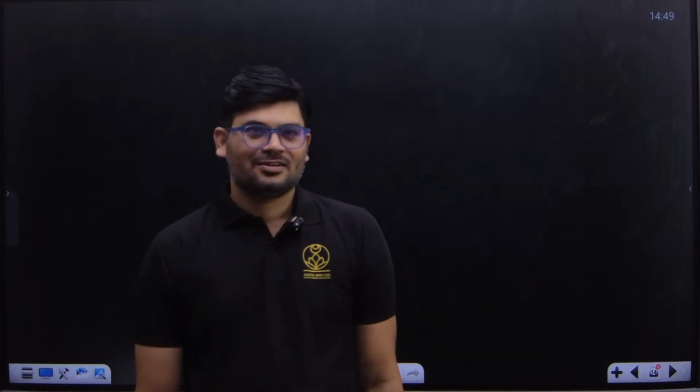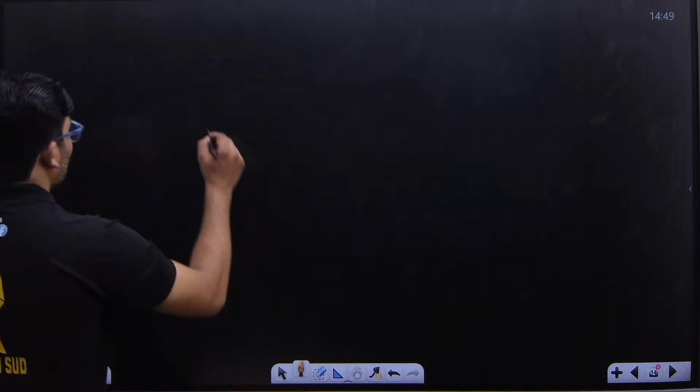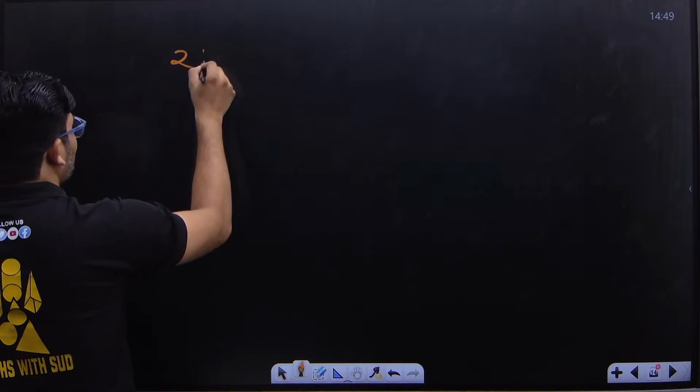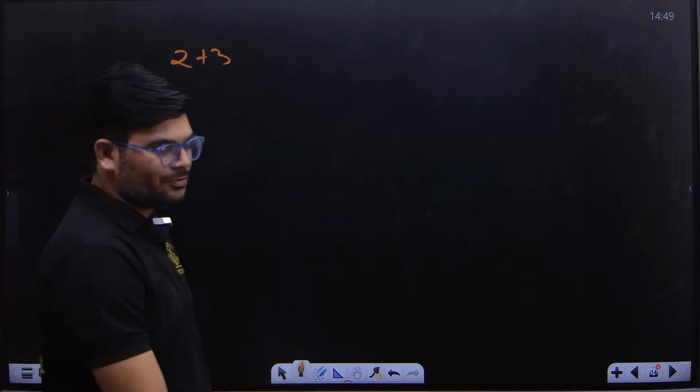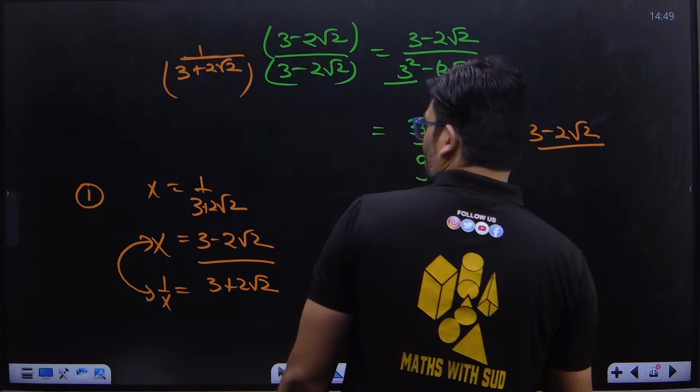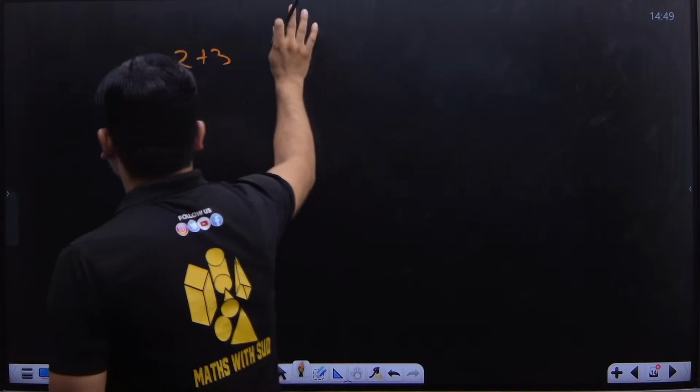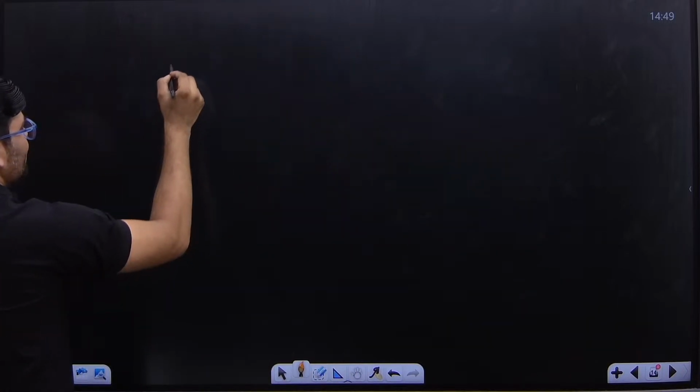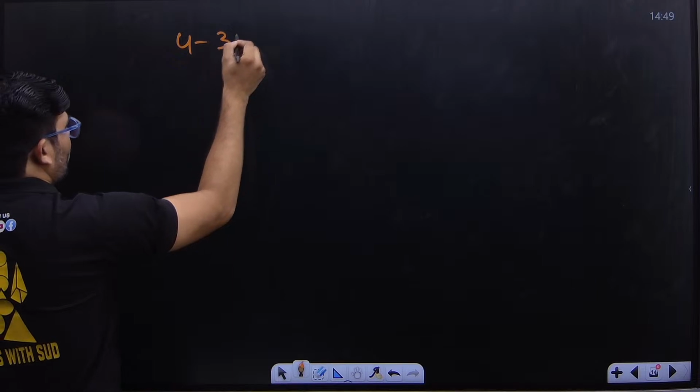Be quick. You are taking a lot of time. There are so many squares. We can use 4. 4 minus 3. That means you are saying 2 plus root 3. Just now we did 2 plus root 3 only. Okay, fine. Good. So that means 4 minus 3 you are saying 1, right?